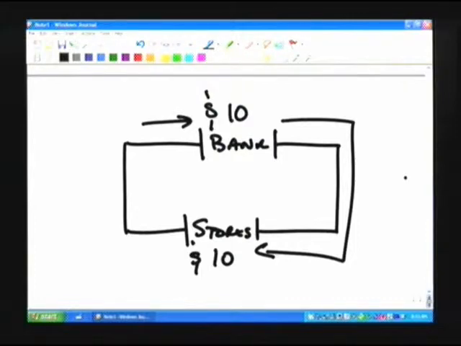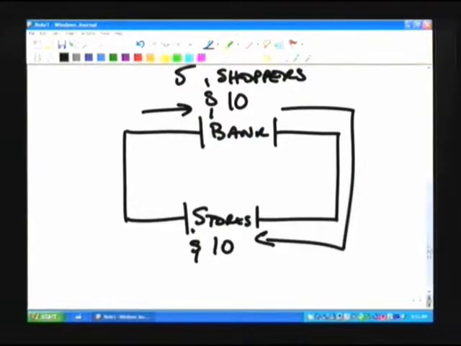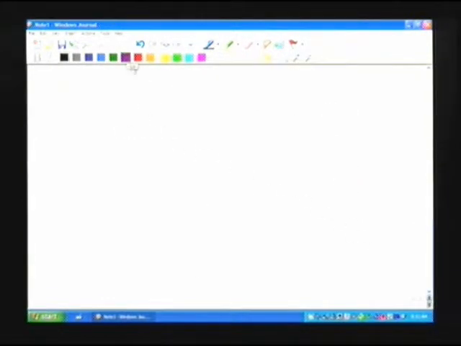Now, in malls you also have shoppers. These are the people. So let's say we had 5 shoppers here. Well, if there are 5 shoppers that go through the bank, then there must be 5 shoppers that go through the store before they return to the bank. This is the same as current. So watch this. We're going to go to our next screen.